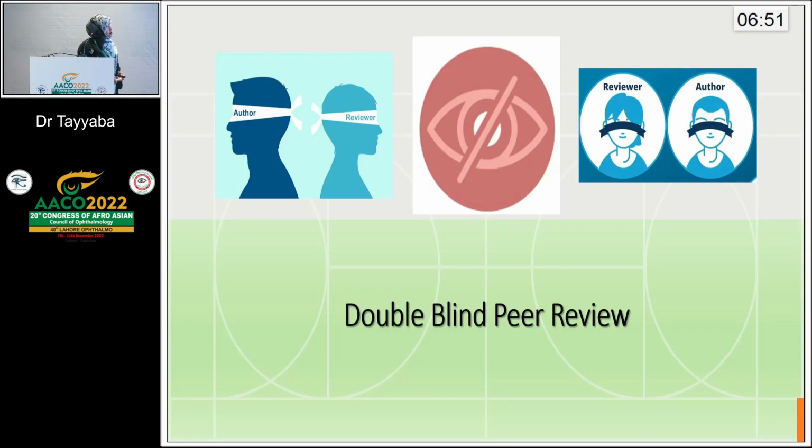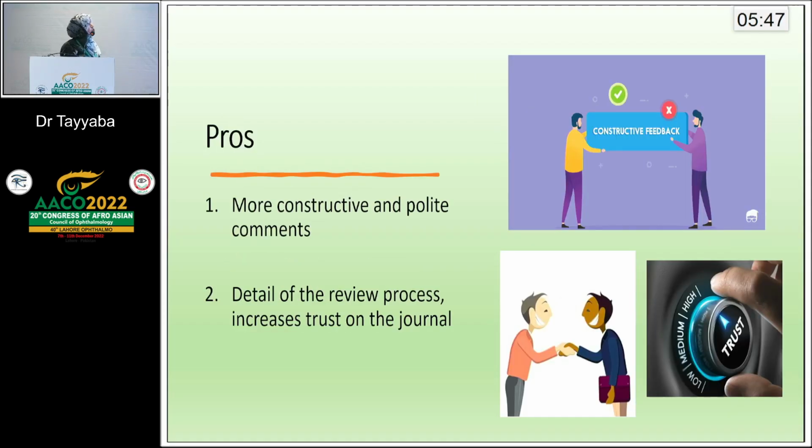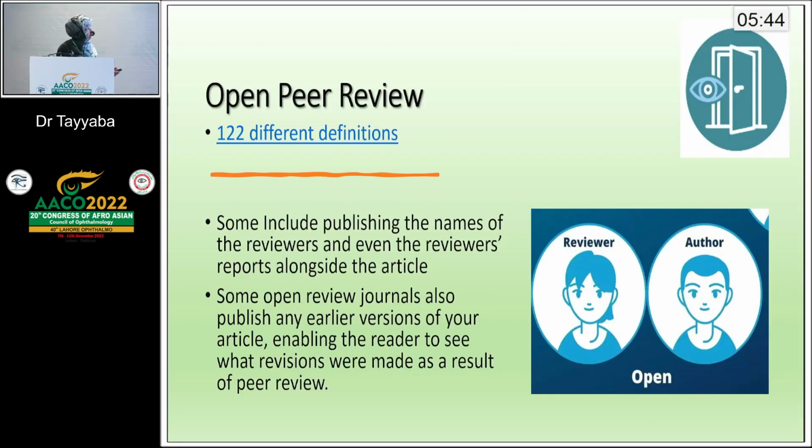Second type of peer review is the double-blind peer review. And this is the type of peer review which is commonly followed. And in Pakistan Journal of Ophthalmology, we are following this double-blind peer review. What happens? The author does not know the name of the reviewer, and the reviewer also does not know the name of the author. Their advantages are, there is less risk of bias because both are blinded, and the reviewers feel more protected as their name is not going to be disclosed. So the advantages are, the reviews are more constructive and polite.